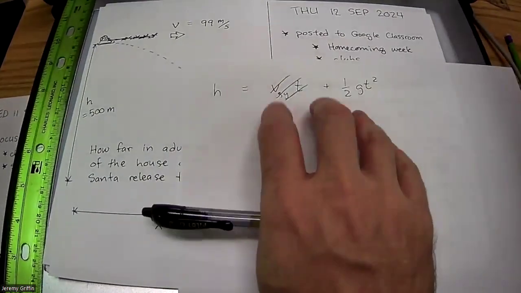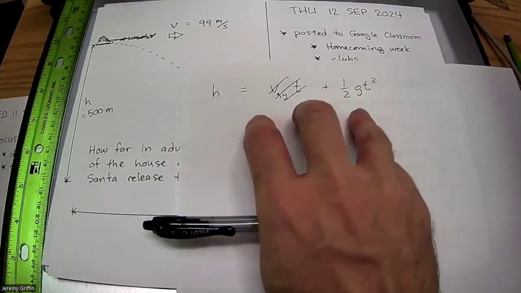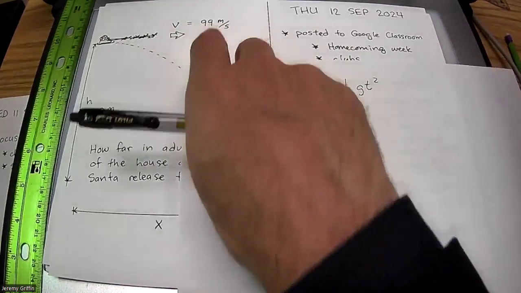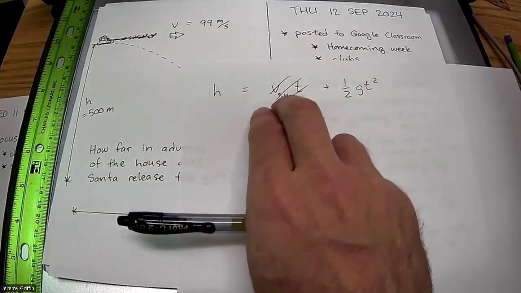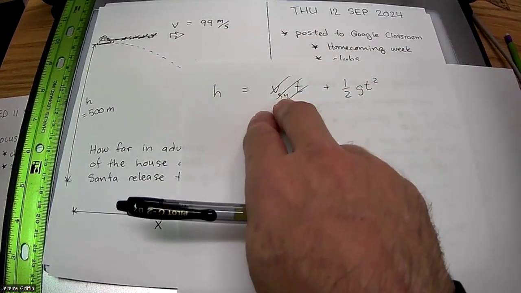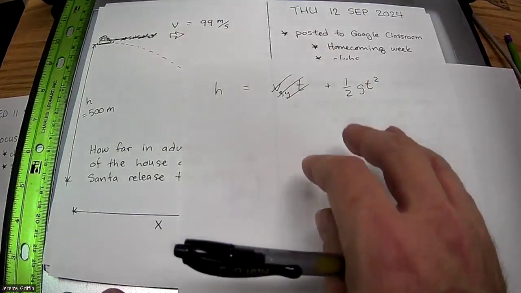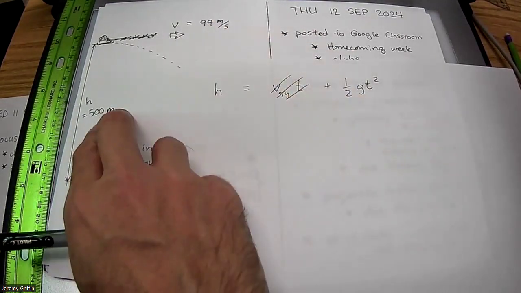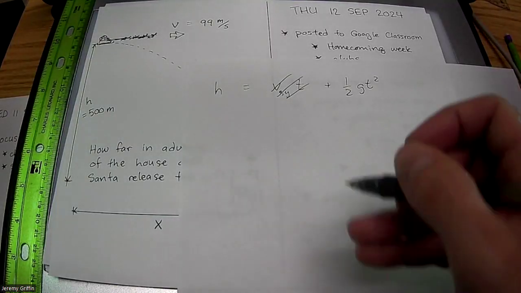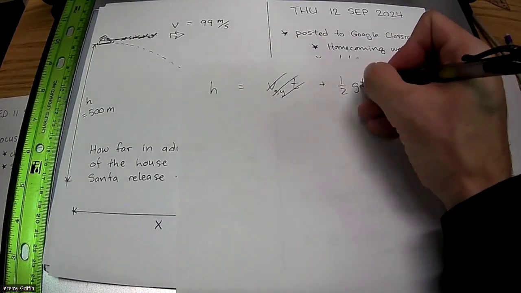Right? I'm really emphasizing that point because over the years I've seen so many students try to plug in, oh, he's going 99 meters per second, that must be the initial velocity. Be careful. That's the vertical component. The vertical component is just 0. So don't mix and match horizontal information and vertical information. That's two completely separate directions.